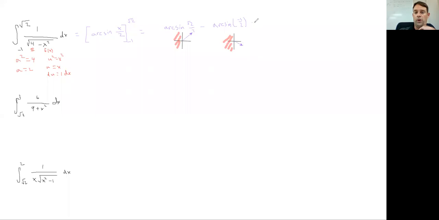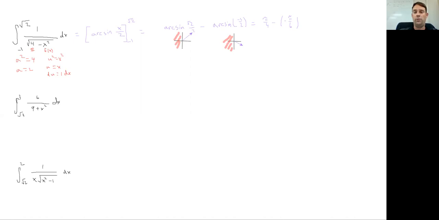So this is arcsine of root 2 over 2. That was pi over 4, minus a negative pi over 6. And then the College Board would actually allow us to leave the answer like that, so you don't have to go any further. If you wanted to, you can.